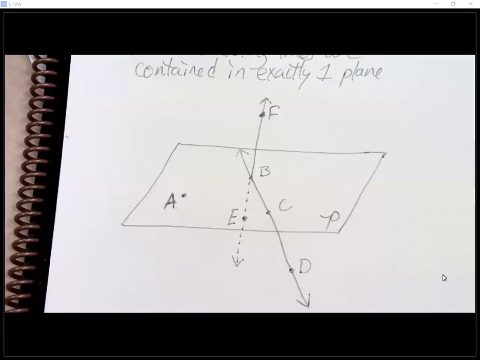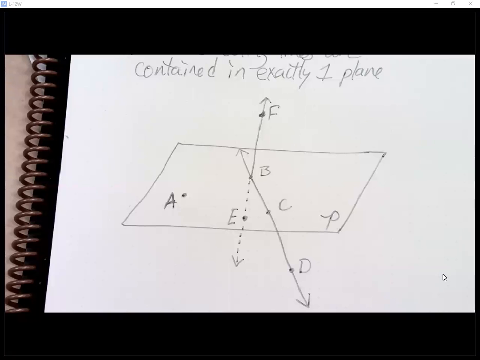Is line EC in plane P? No, because E is not on plane P, right? E is not on it, it's down there. So if I had a line between E and C, it would not be contained in plane P.